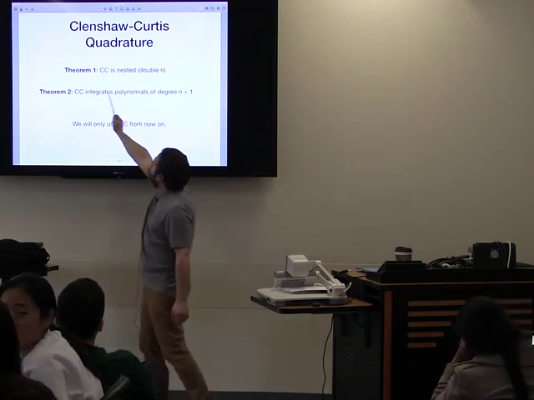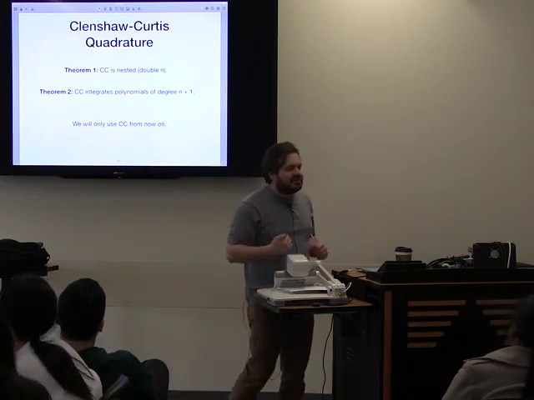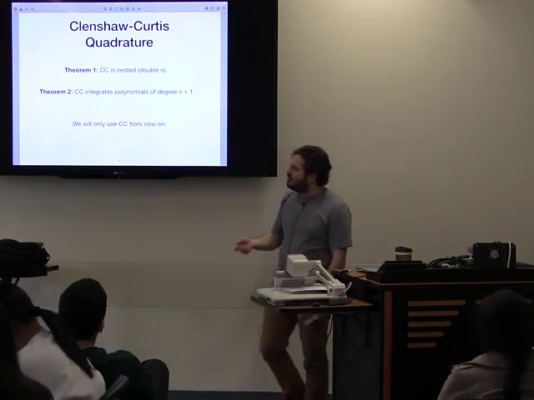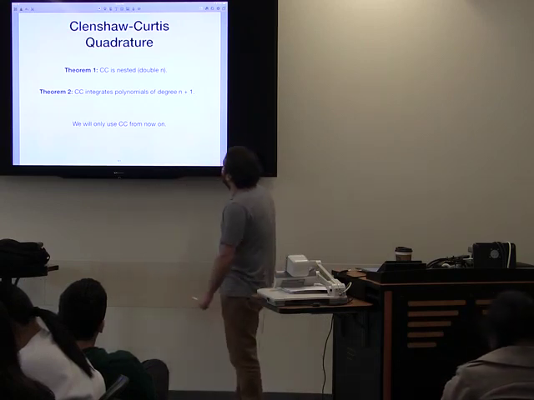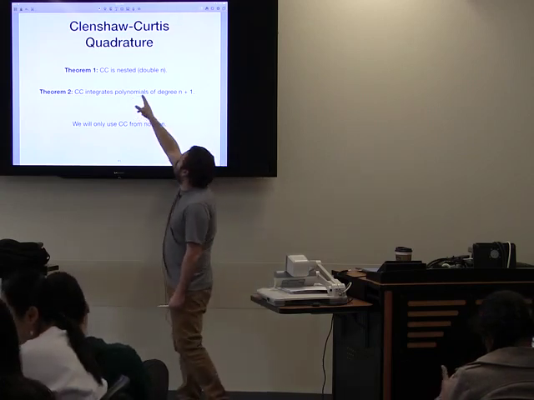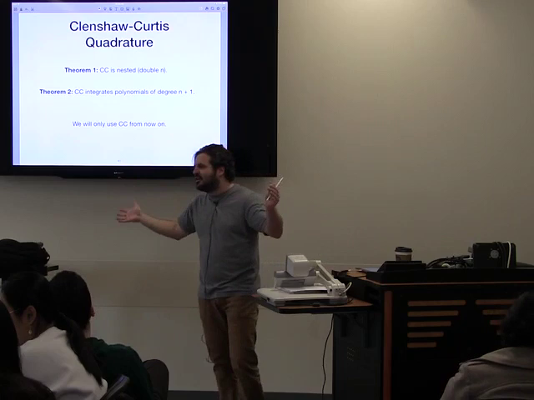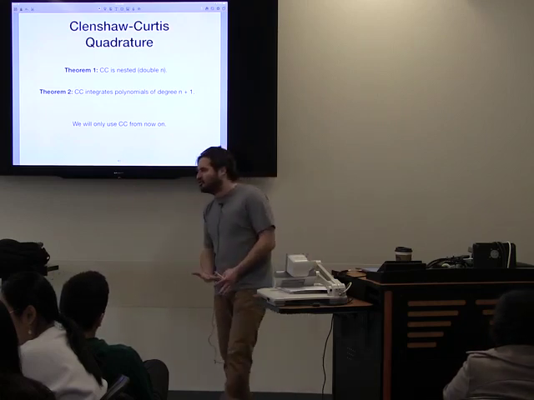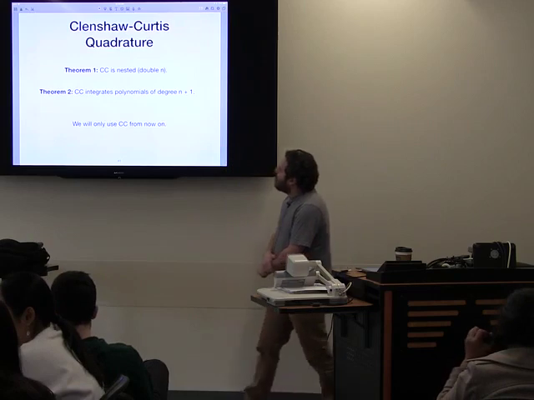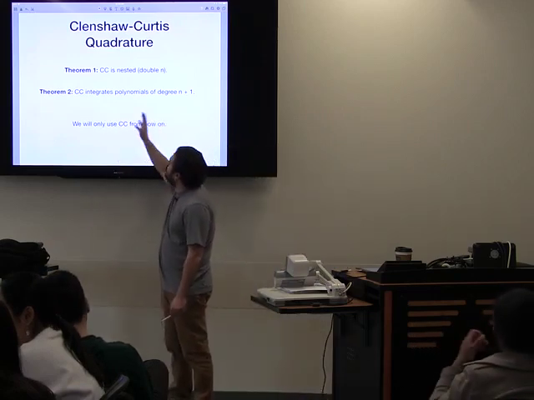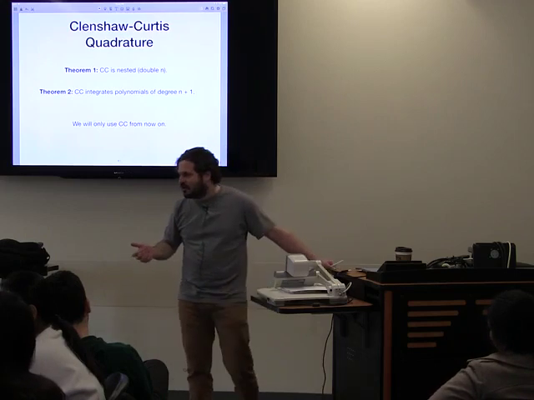Theorem number 2, the Clenshaw-Curtis rule integrates polynomials of degree n plus 1 exactly. Okay, so it's not better than the Gaussian quadrature, but it's a price you are probably willing to pay if your function is expensive and you want to reuse its values. And at the end of the day, exactness guarantees only concern polynomials. So if whatever you're integrating is not a polynomial, it doesn't really matter that Gauss quadrature is better for polynomials. If you don't have a polynomial, why would you care? Anyway, so from now on, we will only use the Clenshaw-Curtis quadrature, and the reason why is basically because it's nested. Okay, that's the reason why.